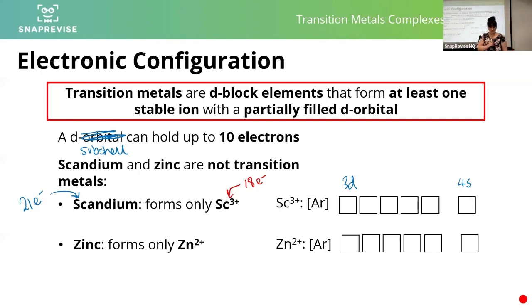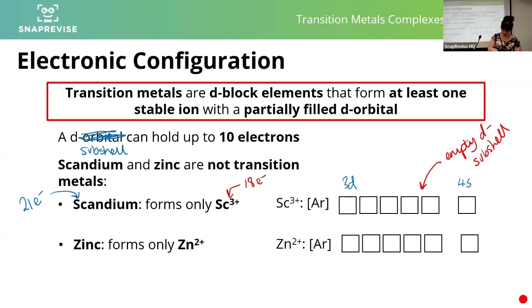So our scandium ion has got no electrons in the 4s or 3d orbital. That means that it has an empty d subshell or empty d orbital. It doesn't have a partially filled d orbital. It doesn't have a partially filled d subshell either. So it cannot be a transition metal. It does form a stable ion, but its only stable ion does not have a partially filled d orbital or a partially filled d subshell.